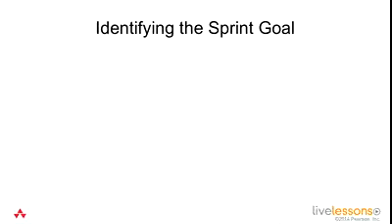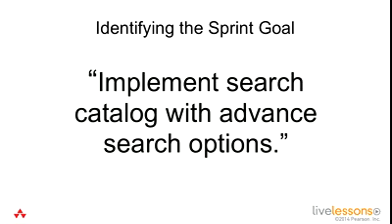After you've determined what you're going to work on, it's nice to identify a sprint goal. This should be a couple of sentences about what you want to accomplish. So it might be something as simple as implement search catalog with advanced search options. It's like a mini product vision to give a general idea of what we're working on. And this should be something that's published someplace where everybody can get an idea of what the team is working on without having to go into the details of the product backlog and sprint backlog.